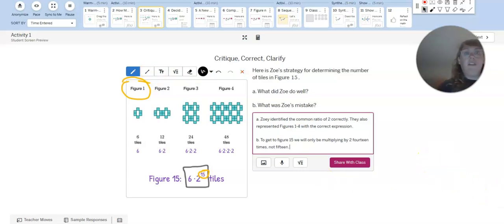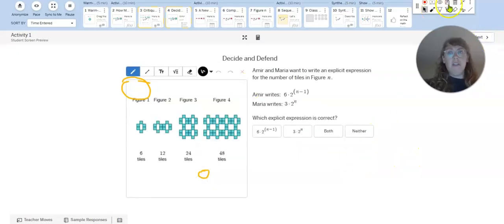So we're going to talk about ways to figure out how we can write our explicit formula depending on if we have figure 1 or figure 0. So let's go to slide 4. You can hit share with class and then move to slide 4.